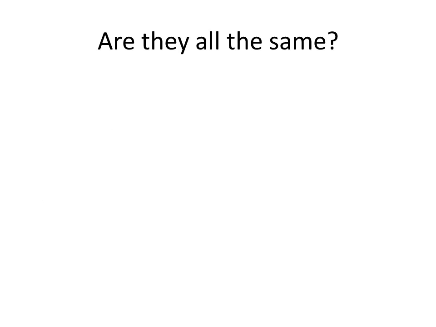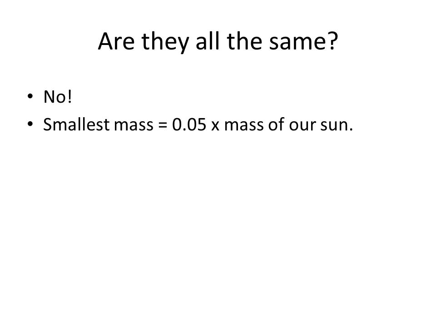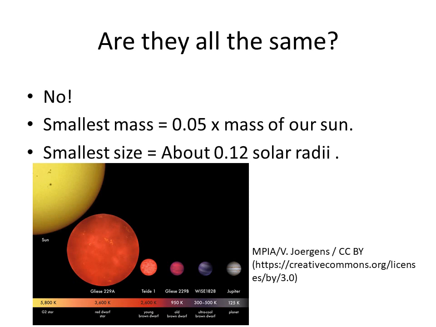So, are they all the same? Well, the short answer to that is absolutely not. We're going to look at the differences between stars, but to give you a wee bit of an idea about what we're going to be doing here, the smallest star is about 5% of the mass of the sun, the smallest star that we've found so far, and it's around about 12% the size of the sun.